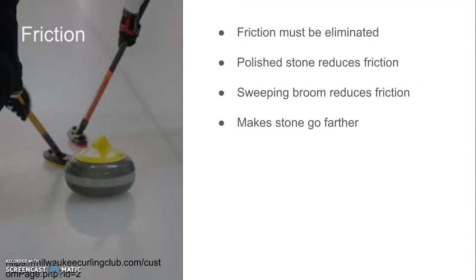In curling, you want friction to be eliminated as much as possible, which is why the stones have become polished so that there's as little friction as there can be. And then the sweeping of the broom heats up the ice so it melts, which reduces the friction between the ice and the stone. And then the less friction there is, the farther it can go. And friction is a force that opposes the motion of objects that touch as they move past each other.